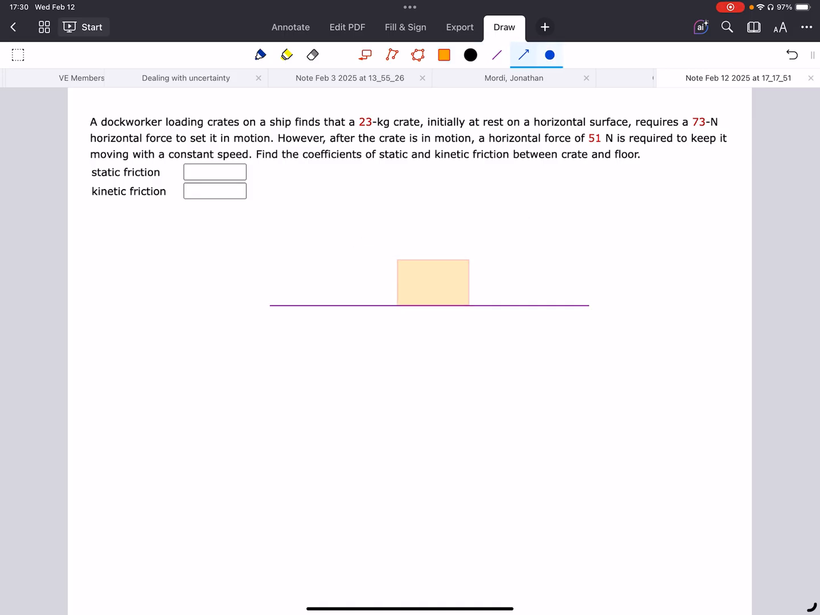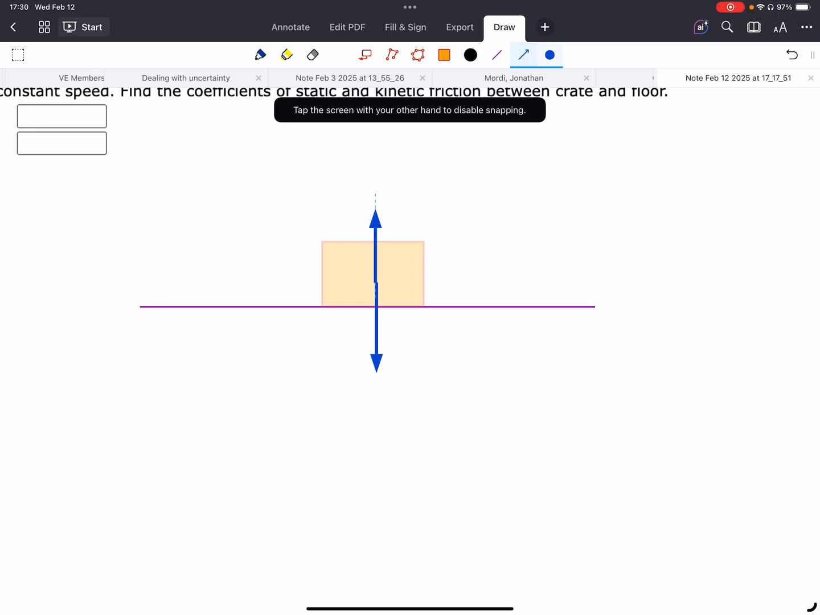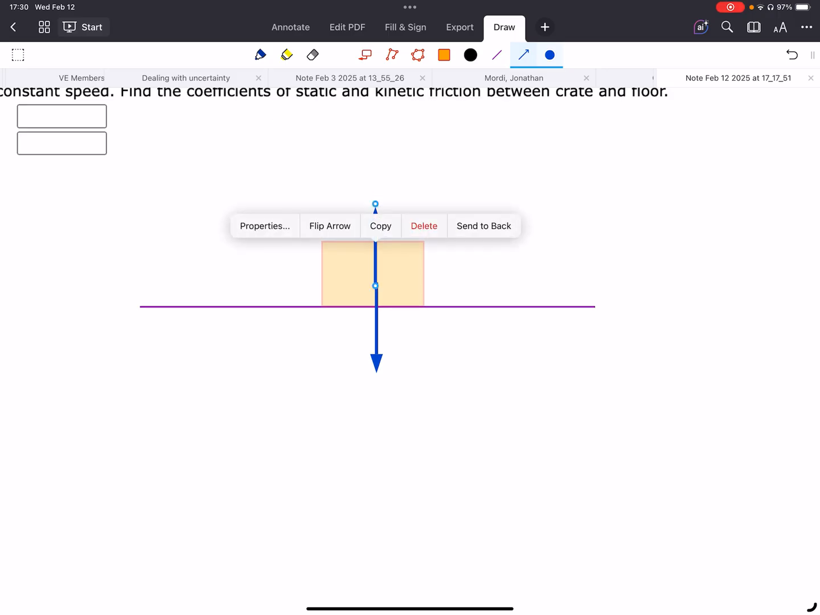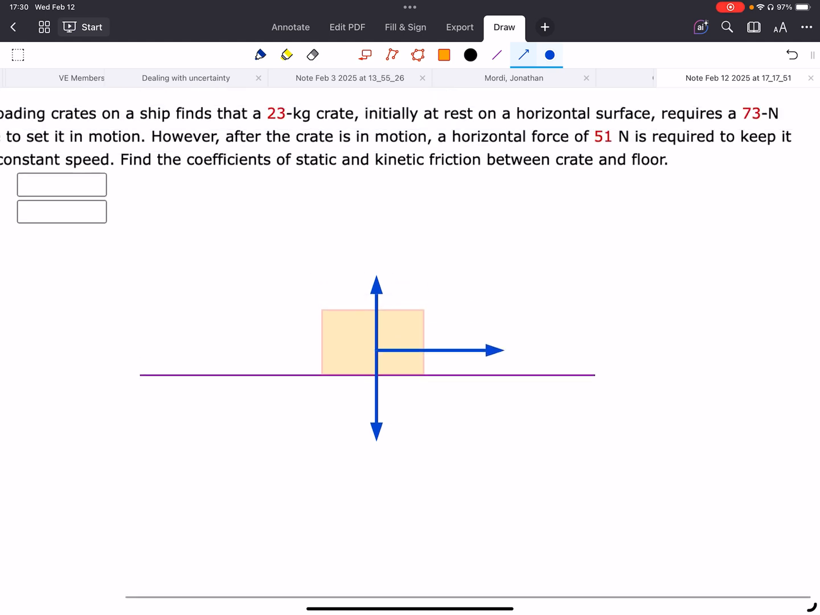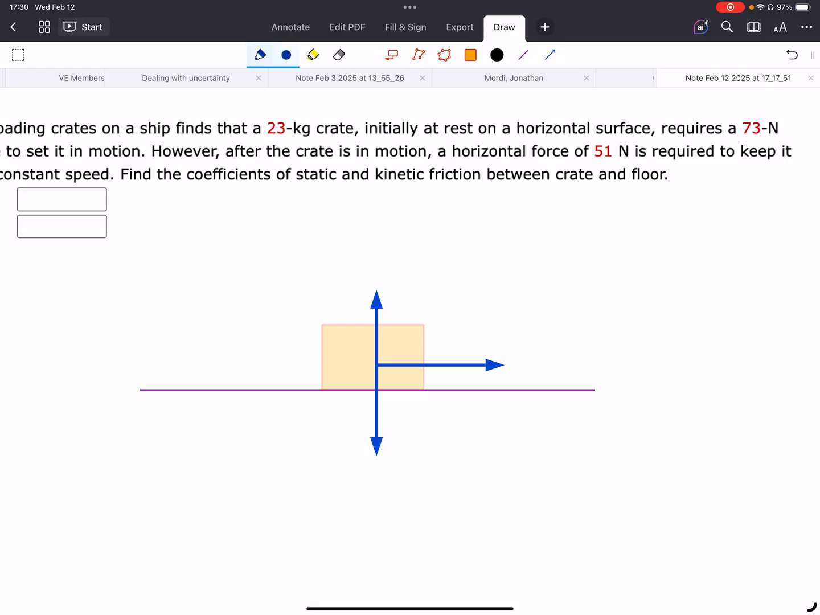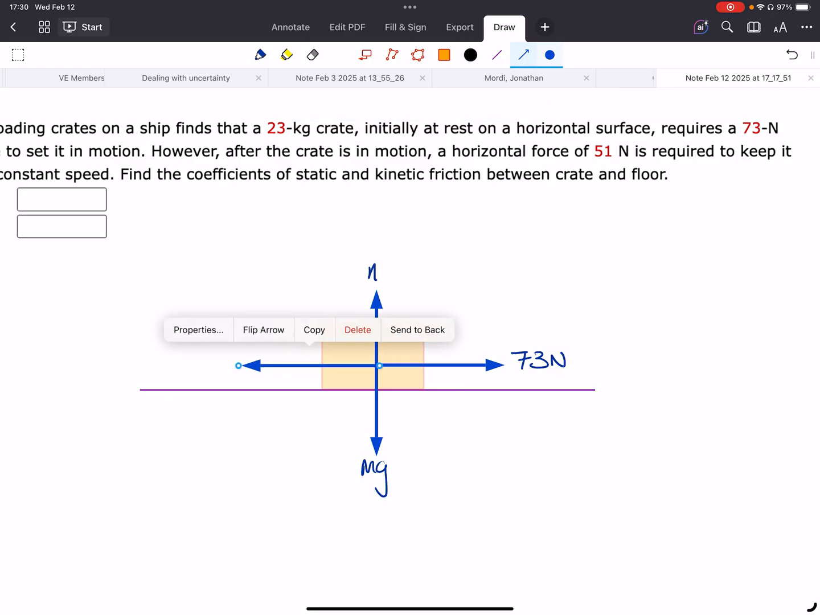So if we look at the force diagram for such a crate, we will have the weight of the crate acting downwards, and there will be a normal force acting upwards. We need to push with a force of 73 newtons in order to set this crate moving. And that 73 Newton force is opposed by a frictional force acting in the other direction.